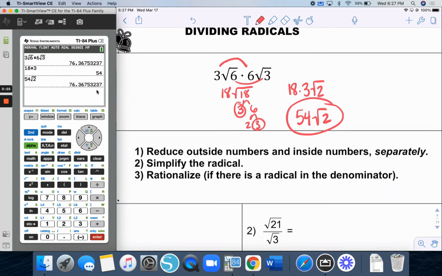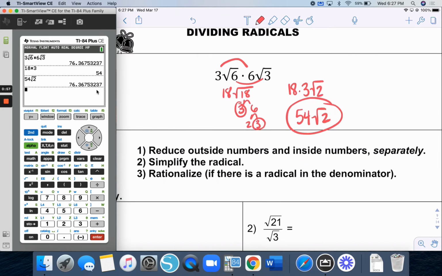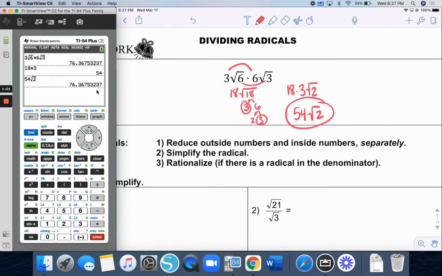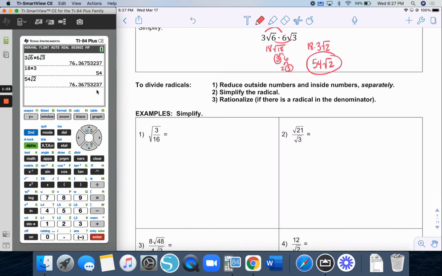ugly decimals. To divide radicals, the first thing you want to do, of course, is always check in the calculator. If the calculator gives you an ugly decimal, reduce outsides with outsides and insides with insides separately. Simplify the radical and then rationalize. What this means is you cannot have a square root or a radical in the denominator, and so you will always need to simplify if that's going to happen.